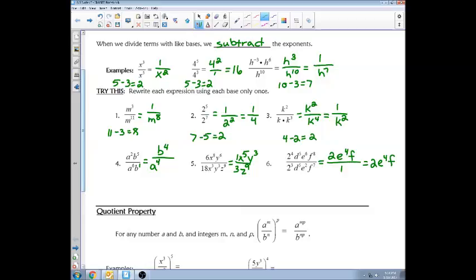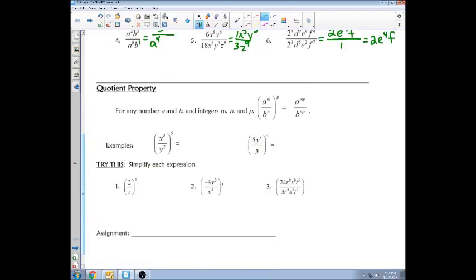Okay? On to our quotient property. For any number a and b and integers m, n, and p, if I have a to the m over b to the n, all of that is raised to the p power. What's going to happen is my m and my p will be multiplied together. My n and my p will be multiplied together.